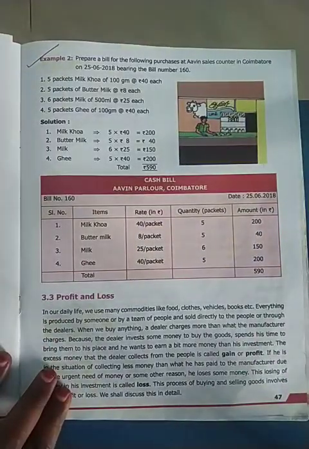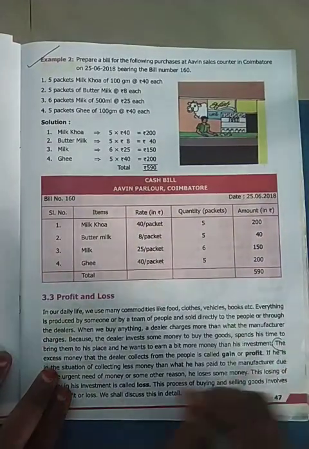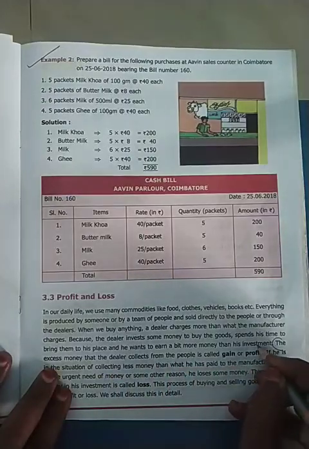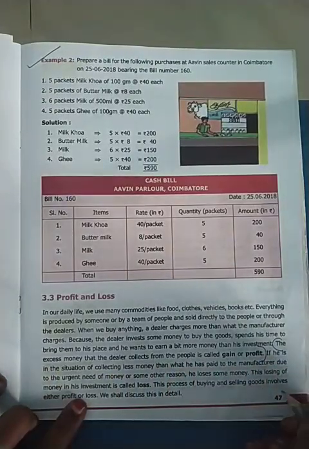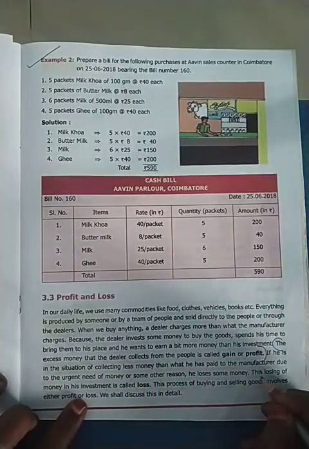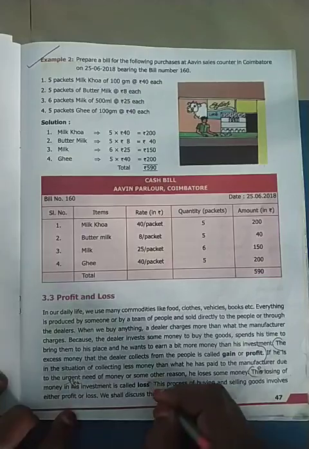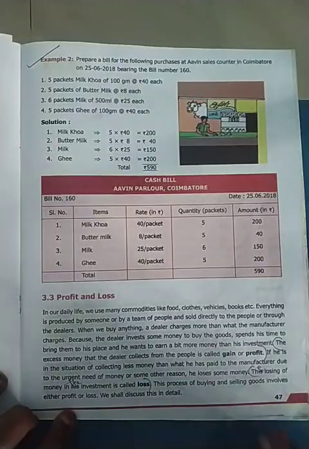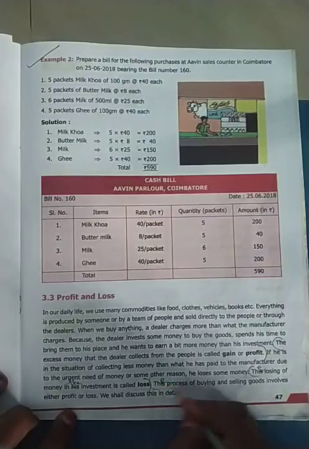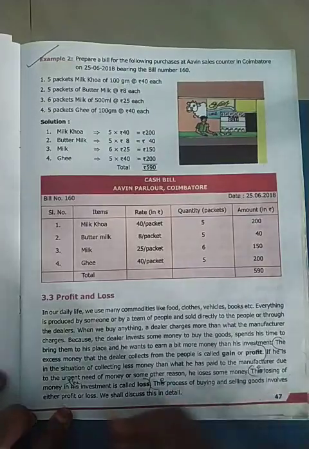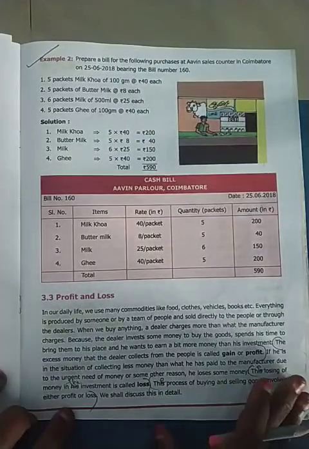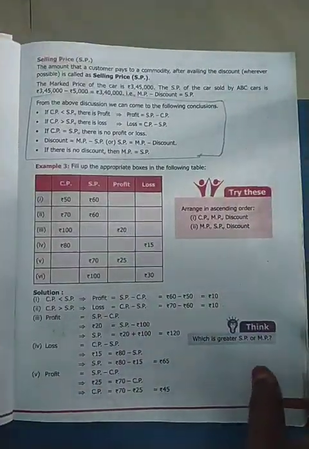Okay, first of all write what is gain. The excess money the dealer collects from the people is called the gain. The losing of money in the investment is called loss. This process of buying and selling goods will always involve either profit or loss. So what is this cost price?